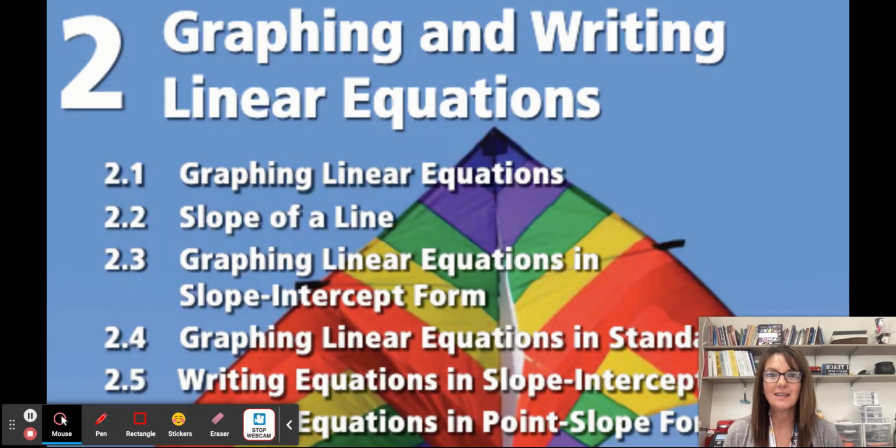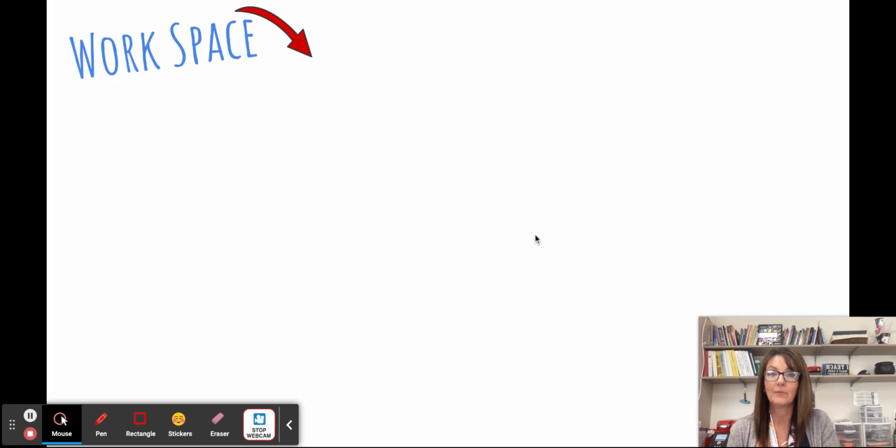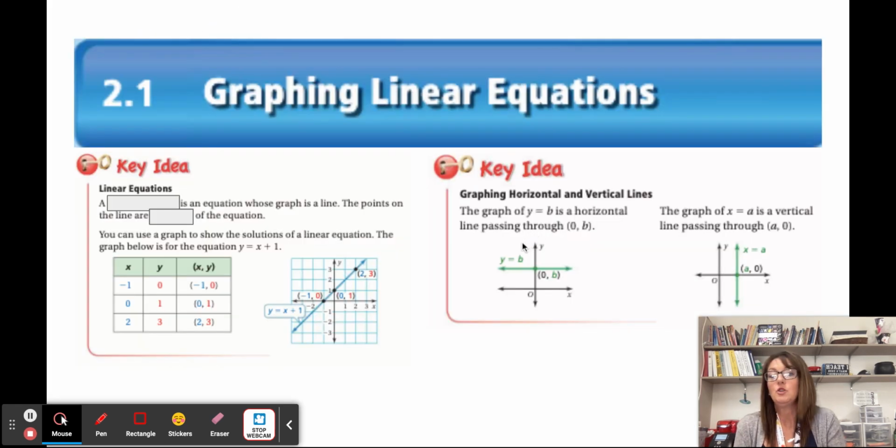Okay, here we are in lesson 2.1 of chapter 2. So let's get started. You can see in all of chapter 2, we're going to be graphing linear equations and writing equations in slope-intercept form. So 2.1, graphing linear equations.